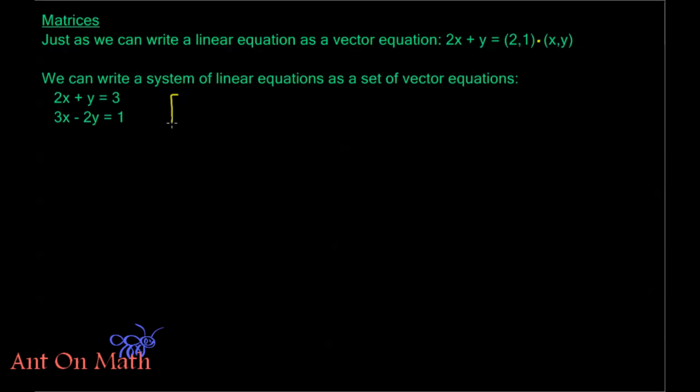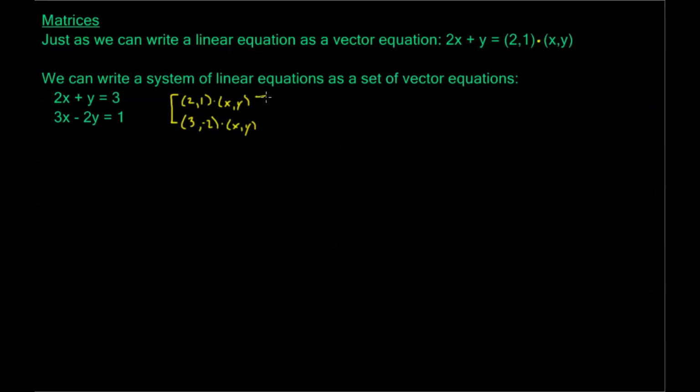So this becomes the set of vector equations (2, 1) dot (x, y), and then down here I'm going to have (3, negative 2) dot (x, y), and this set of equations has a set of solutions on the right hand side of the equations there. We have 3, 1. Now we can kind of undo this dot product, and really this becomes what we call a matrix. This is going to be a 2 by 2 matrix, 2, 1, 3, negative 2.